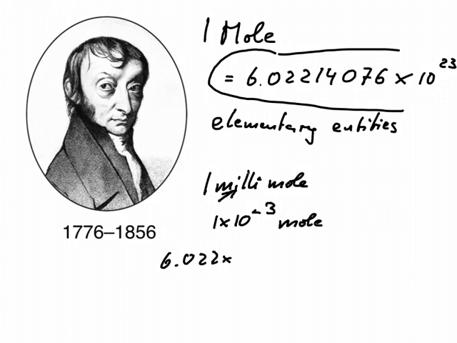6.022 times 10 to the 23 particles, that's the mole, times 1 times 10 to the minus 3, that's the milli, and that would give us 6.022 times 10 to the 20 particles in this case. So that would be the definition of a millimole. And of course we can do micromole and anything smaller, nanomole, picomole, and so on and so forth.